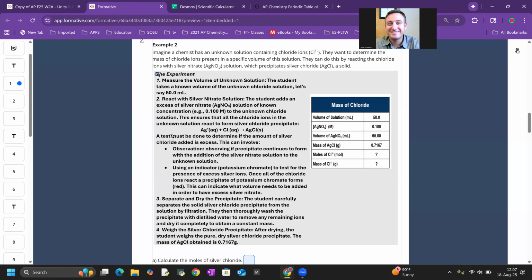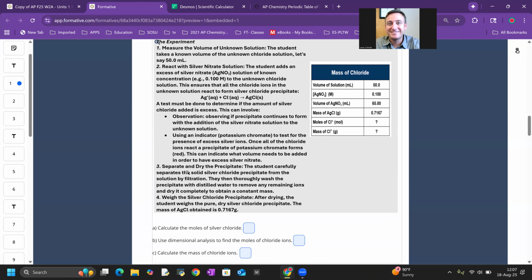So now this is extra, but a test can be done to make sure that indeed you did use an excess amount of silver nitrate, because it would be hard to know if this is an unknown solution. That's not important for this scenario. Just wanted to put that out there. You can do a test to make sure that it was indeed excess.